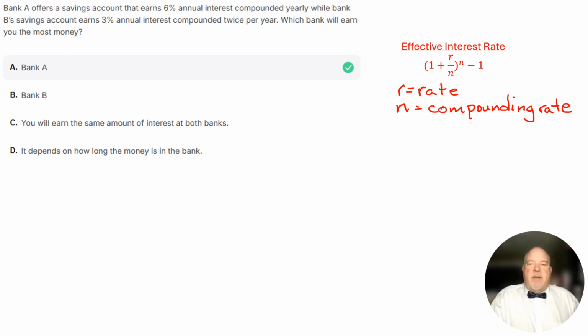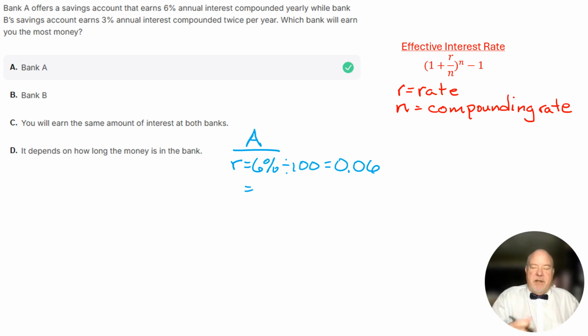Let's start with Bank A. I'll put an A here for Bank A. In Bank A, the rate is 6%. But when we plug it into the formula, you need to divide this by 100, so you need to change it into a decimal. So what we're going to use is 0.06. And then the N is equal to how often it's compounded, and it's compounded once per year. So the N value for Bank A is just going to be 1.